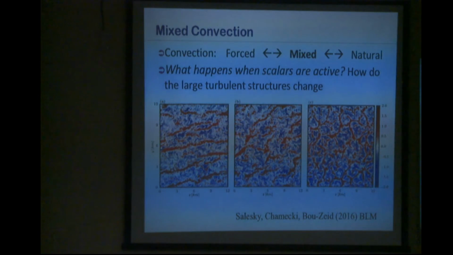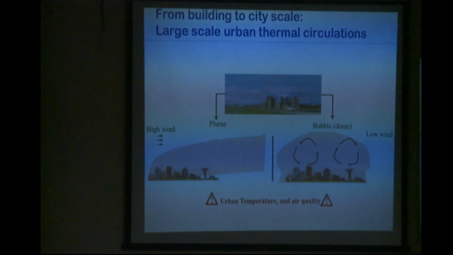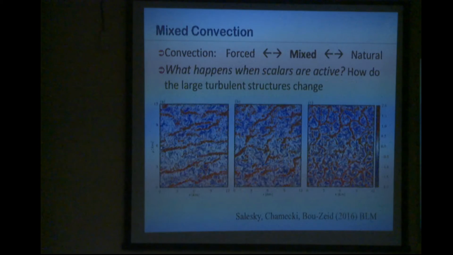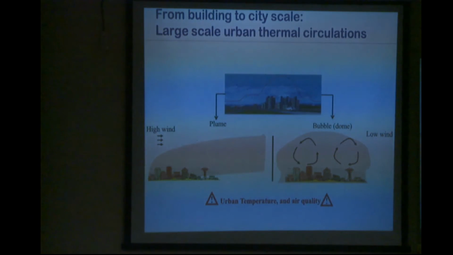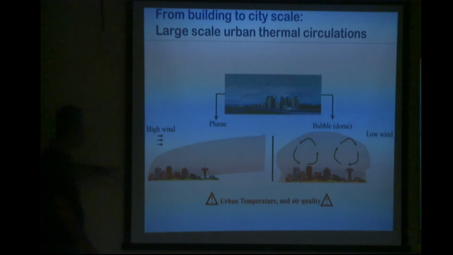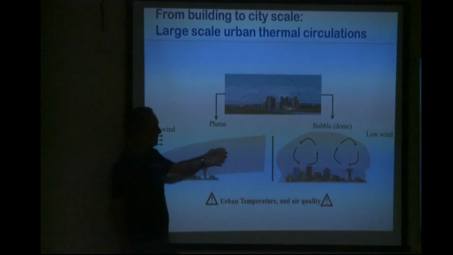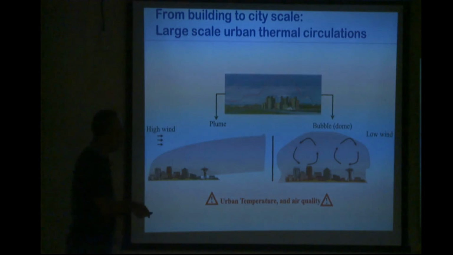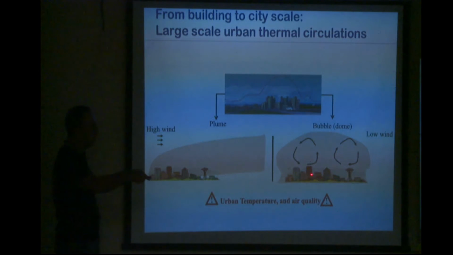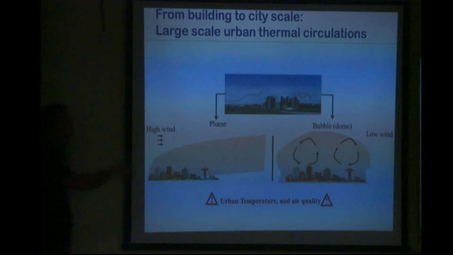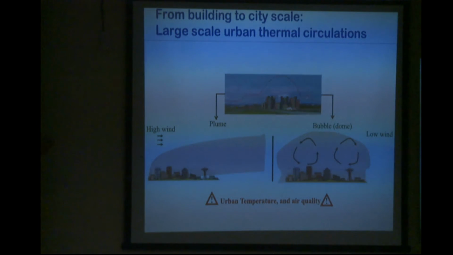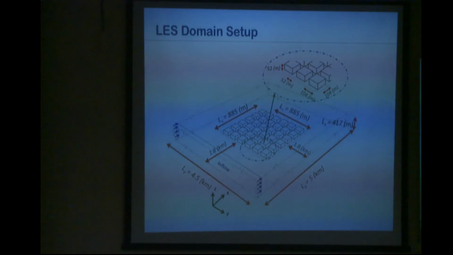The second part, I'm not going to go through it in any detail. Everything I said so far is at the building scale. You can take the same LES and ask what happens at the city scale. At the city scale, if you have very strong wind and some small heating, you get a plume of heat and pollutants. If you have very weak wind and strong heating, you get a strong urban heat island and more of a bubble circulation regime. With the same LES code, we can set it up to study the transition from plume to bubbles.